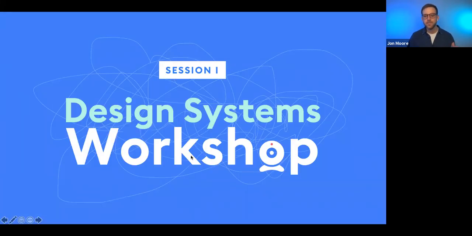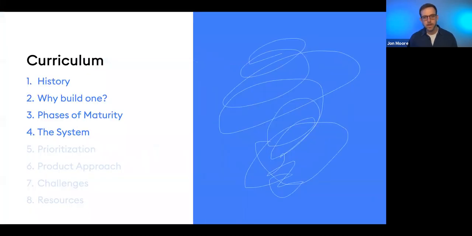So let's go ahead and dive into the workshop. Just a quick little overview of the curriculum we're going to talk about today in session one, numbers 1 through 4. I'm going to start with a little bit of a history lesson and background as to what design systems are, where they came from, and ultimately what the goal behind design systems was and why they came to be. Secondly, I want to talk about a couple different reasons why you might want to build one, and I'll split those into a couple different buckets.